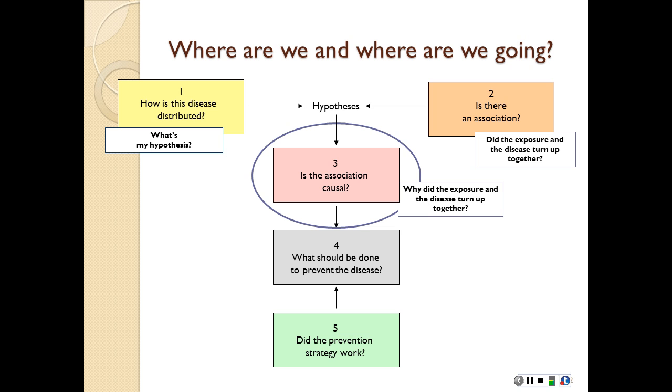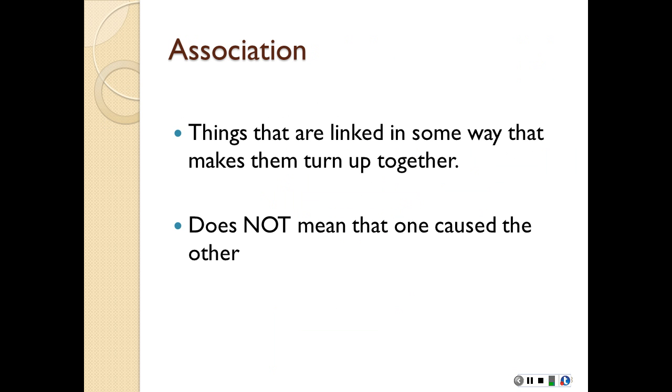Now we're getting to the question where we want to know, is the association causal? So we've established that an exposure and a disease turn up together. They're associated with each other. Now we want to know, okay, does our exposure really cause our outcome? But there are certain criteria we have to meet in order to establish that. So just like we were saying before, when we're talking about associations, it just means that there's some way they go together. It could mean that as variable A increases, variable B increases. It could be variable A increases, variable B decreases. But it means that there's some sort of relationship between those two variables.